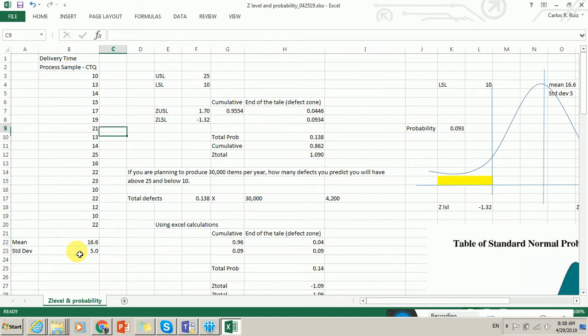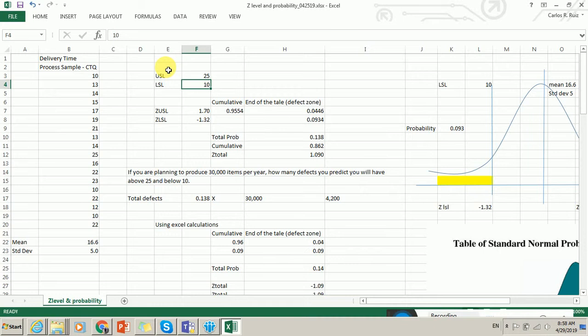Now, if we want to estimate how capable your process is, the question is, capable against what? Well, we're going to calculate how capable your process is against the limits that the customer has established. Maybe we have an SLA, a service level agreement, that says that for this report, we don't want the process to exceed 25 days. But also, we don't want the report to be delivered before 10 days.